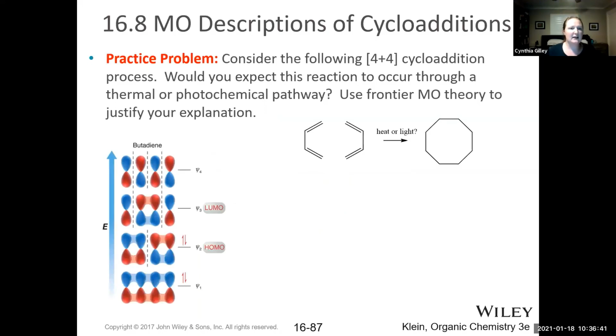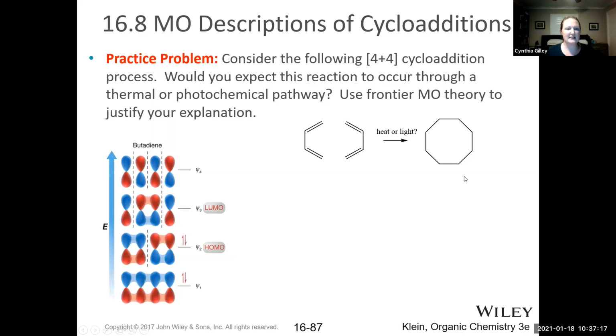Let's consider a final problem. Consider the following 4+4 cycloaddition process. Would you expect this reaction to occur through a thermal or a photochemical pathway, basically by heating or by using light? Use frontier molecular orbital theory to justify your explanation. And I went ahead and added in the molecular orbitals for butadiene because you're going to need those if you're reacting two molecules of butadiene to potentially form cyclooctane.